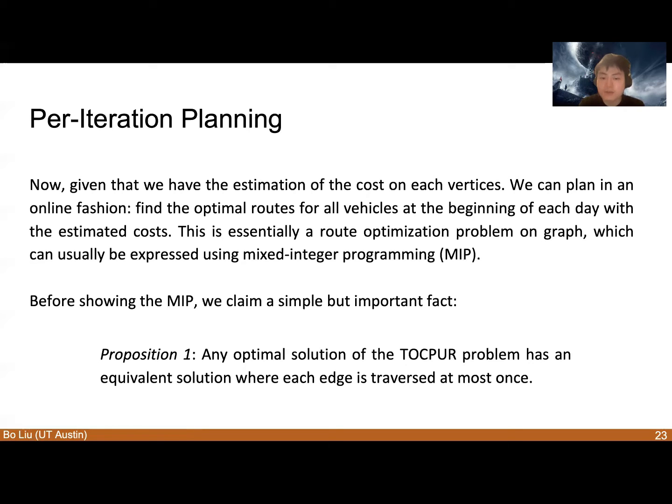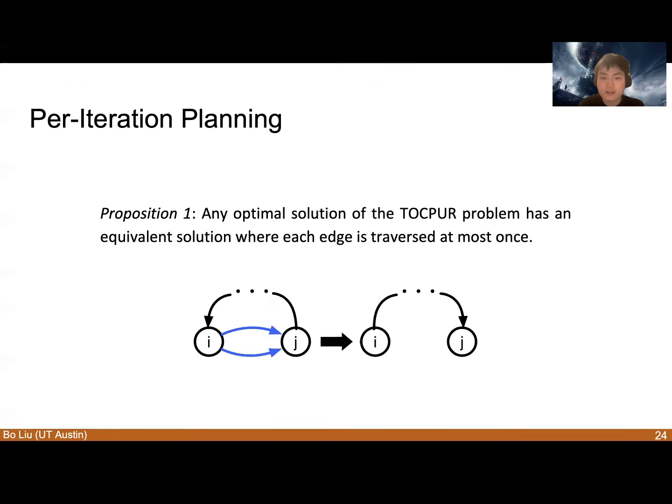That is, an optimal solution of the TOCPUR problem has an equivalent solution where each edge is traversed at most once. This could be best shown using the following figure. So assume otherwise, for example, the edge E_IJ is traversed twice by any vehicle. Since the vertex I is visited twice, there has to be another path from J back to I. But if that is the case, we can remove E_IJ and reverse the order of the edges along that path. By doing so, we result in visiting the same set of vertices, but in shorter length.